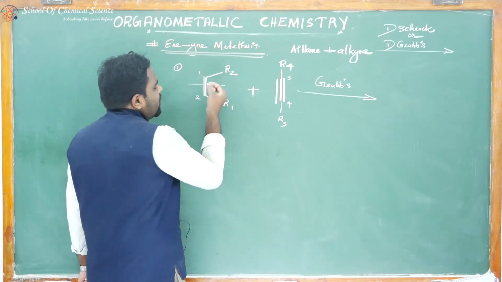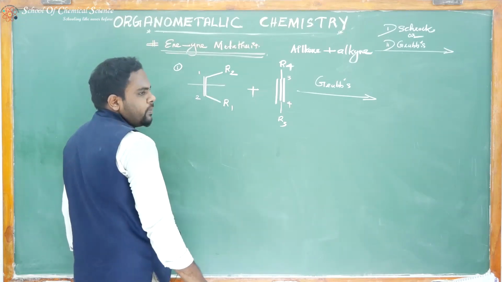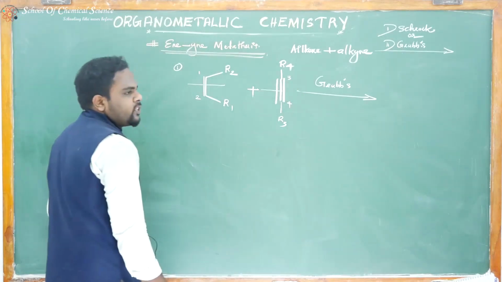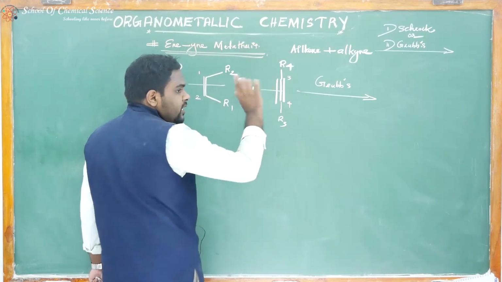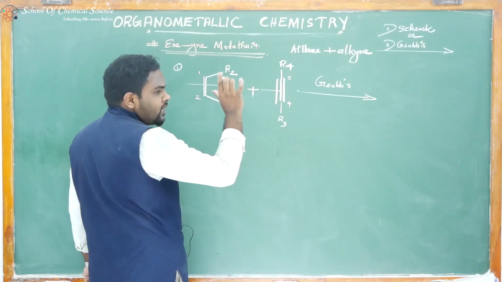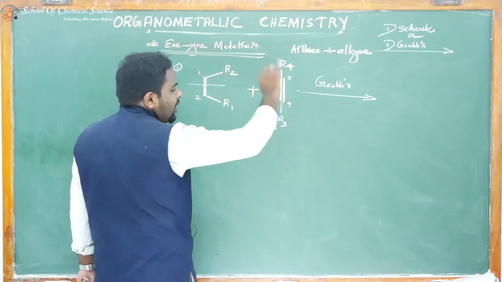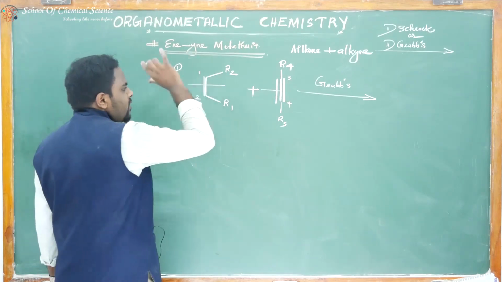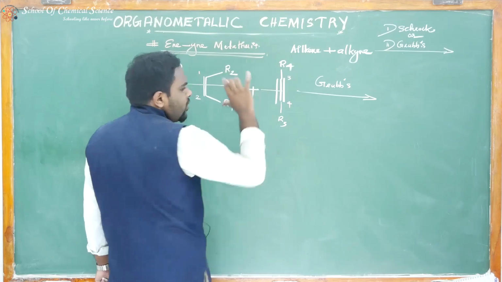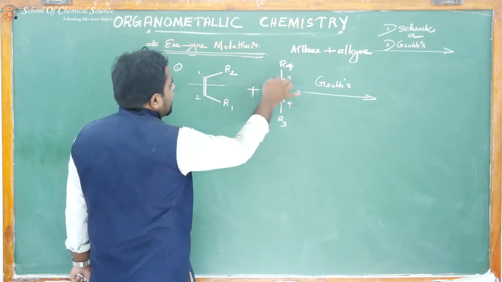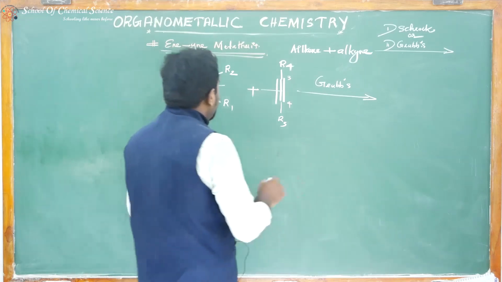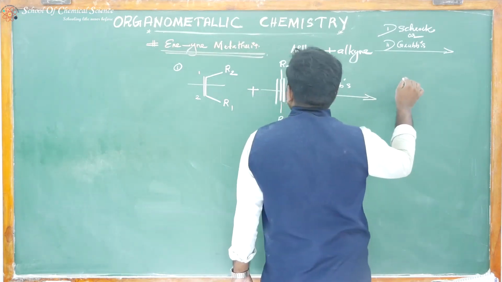The double bond between 1 and 2 will break. Here also the double bond between 1 and 2 breaks, but the third bond does not undergo cleavage. Only the double bond breaks. Between 1 and 2, the double bond undergoes cleavage. Between 3 and 4, the double bond undergoes cleavage. Then a new bond is formed between 1 and 3, 2 and 4. A new double bond is formed between 1 and 3.